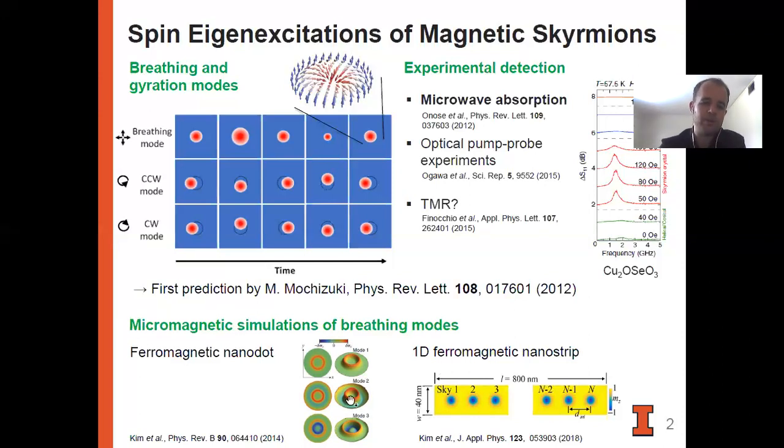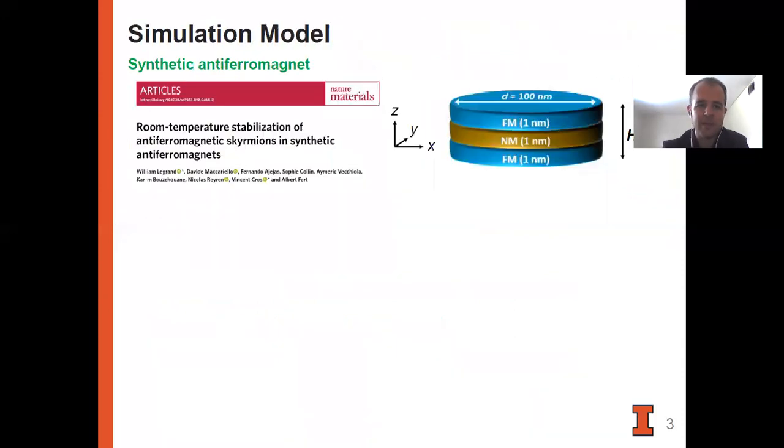So what I'm going to focus on in this talk are those breathing modes, but in a different material system where they haven't been studied so far, namely in synthetic antiferromagnets. And in these synthetic antiferromagnets, it has been demonstrated in the beginning of this year that at room temperature, a stabilization of Skyrmions is possible. This has been done by Albert Fert's group and reported here in this Nature Materials paper.